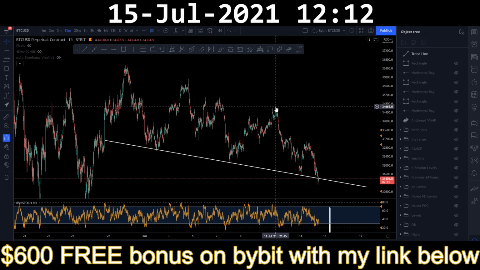Because again, this right here was a swing failure pattern. You can just tell by the 15-minute chart right here. Here was a swing failure pattern.